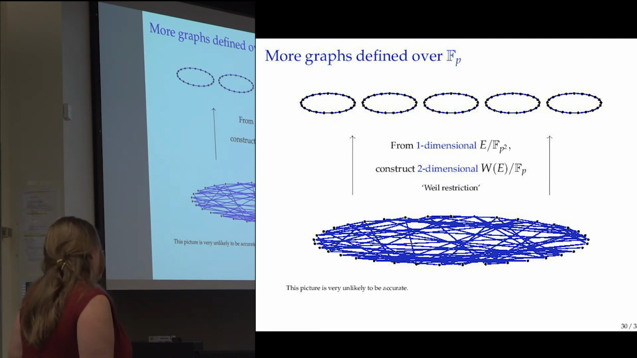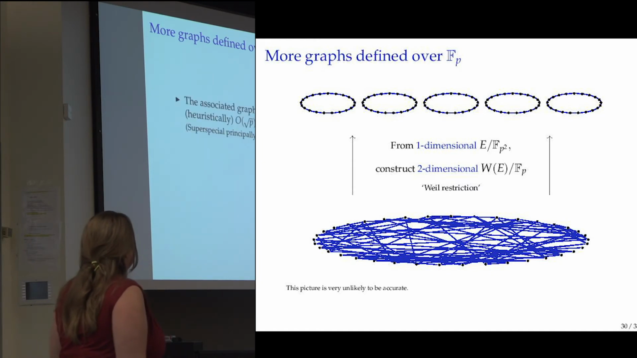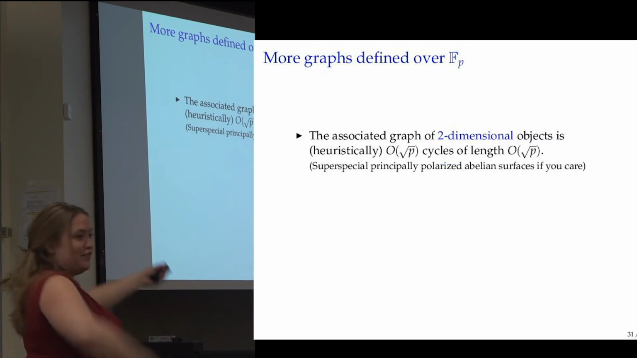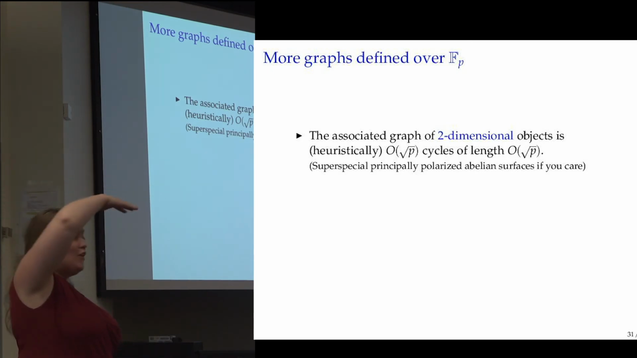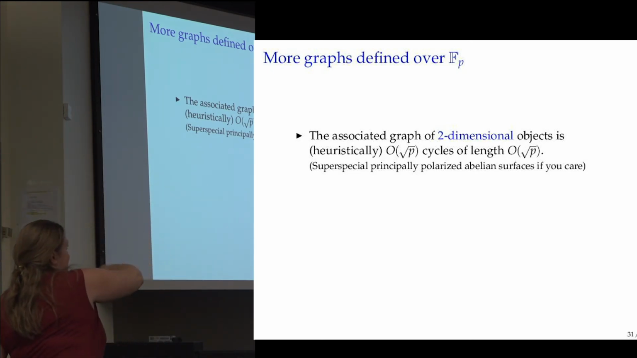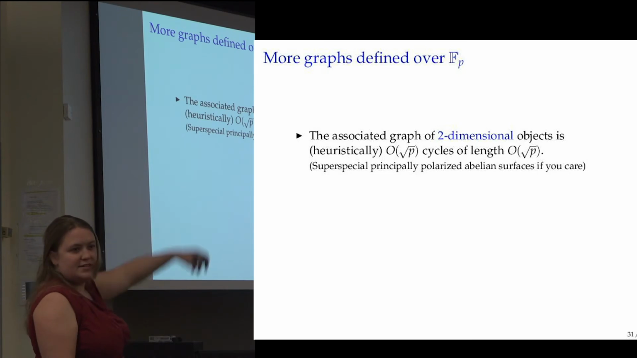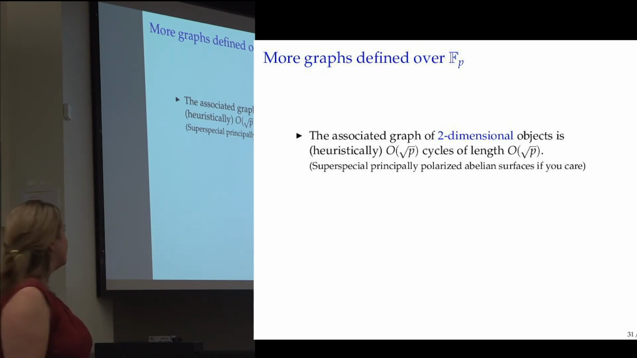Well, you can. But let's see what goes wrong with that. Right, so the associated graph, so that's the cycles at the top of 2-dimensional objects. You're probably going to get about square root p cycles, and each length is going to have square root p. Don't worry about those words.